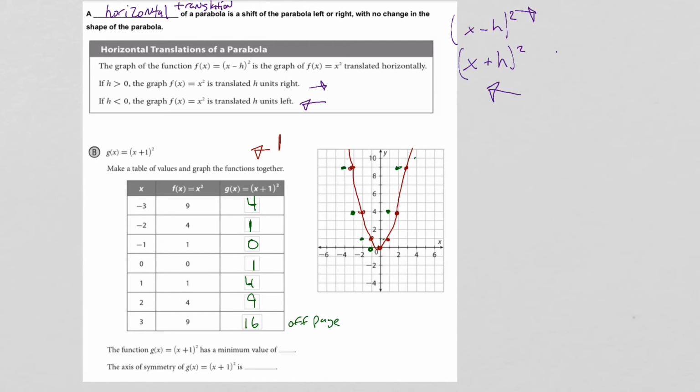So the function still has a minimum value of 0, because that didn't change. And the axis of symmetry has shifted to the line x equals -1. That line is basically right down the middle of our translated parabola, and you can see it cuts it basically in half. So let's take a look at another example.